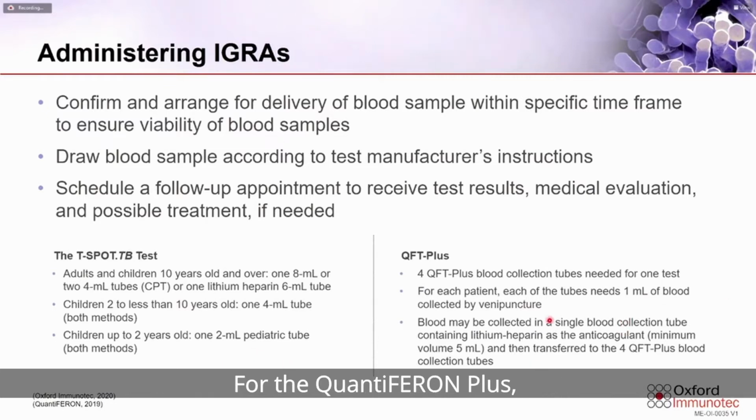For the QuantiFERON Plus, you can either put the blood directly into the 4 tubes, or it can be a single collection in 1 tube. But the minimum that is required, regardless of the age, is 4 to 5 mLs.